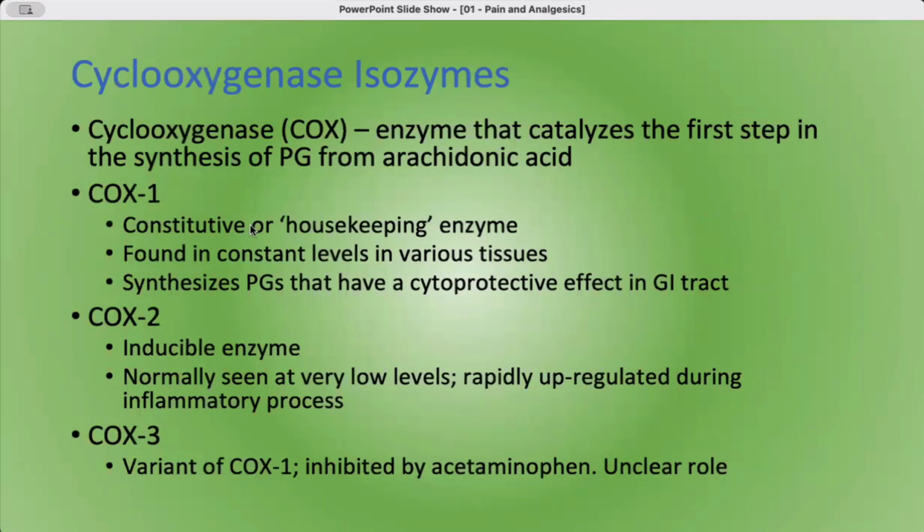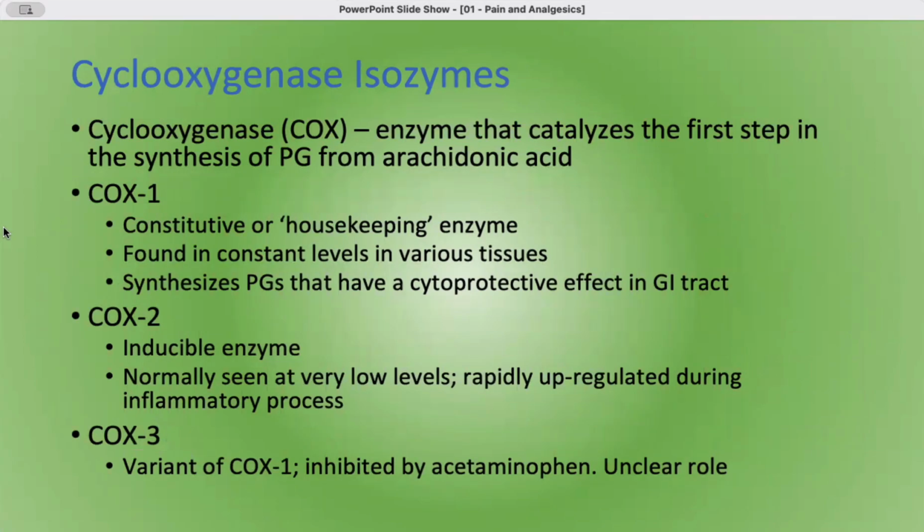COX-1 is considered the constitutive or housekeeping enzyme. This is the enzyme that is just a baseline level of cyclooxygenase functioning that's helpful for homeostasis, keeping things normal, keeping your circulation regulated, your stomach lining, your smooth muscle. This is an important enzyme for general cytoprotection in the GI tract and throughout the body. There's also a second enzyme, COX-2, which is only upregulated in the event of an inflammatory process or injury. So COX-2 is inducible, COX-1 is your constitutive. It's just always active.